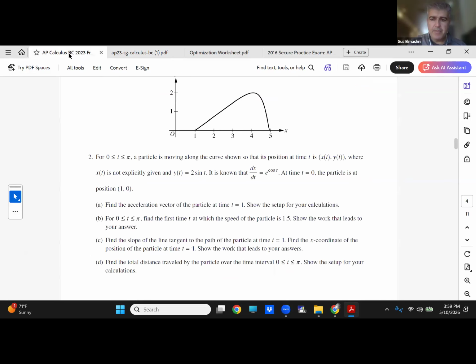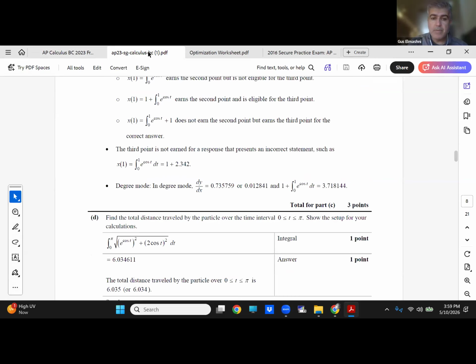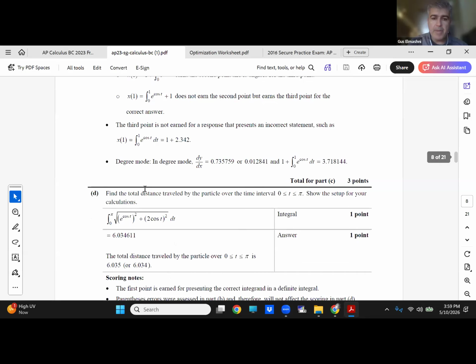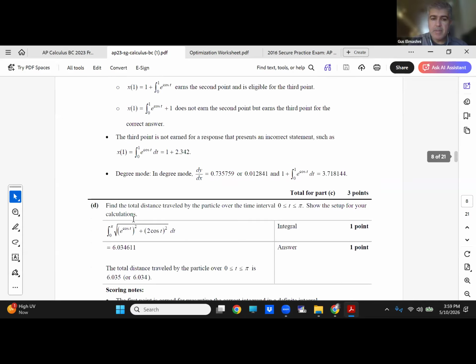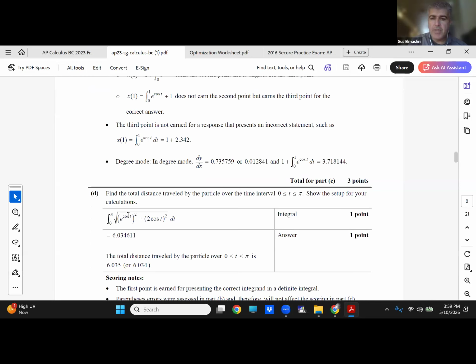And then finally for D, and we'll wrap up, find the total distance. Remember, that's going to be the integral of the velocity to get the total distance, but with the absolute value. Or in this case, you're doing the square root of that, the speed. Same thing. And you should get that worked out as well.